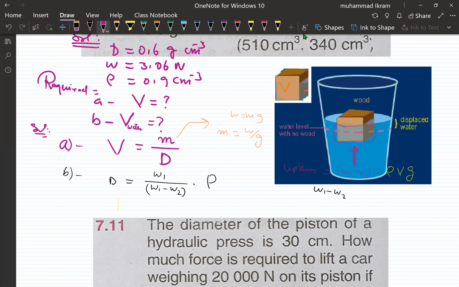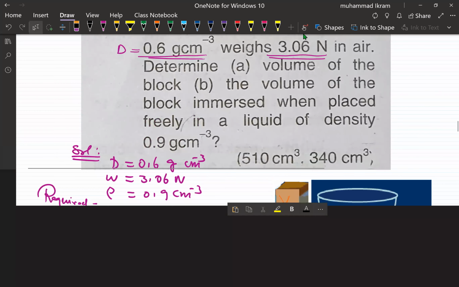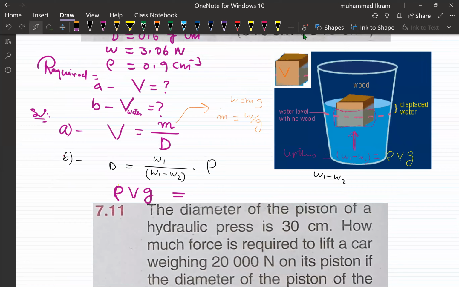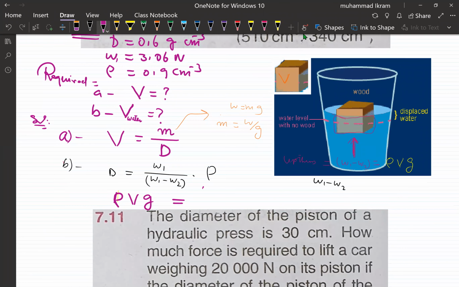It is immersed in water. So we will simply use this relationship, put in the density of the object, which you already know, and rho, the density of the liquid, V g, and it will come out to be the weight of the object in air. That weight will be equal to M into G, which is given to you. Here it is W1, the weight in air. So W1 is given to you, and this will now come here into rho. This rho and this rho will get cancelled, and V will be equal to W1 by G. And you can use this formula to find the answer.